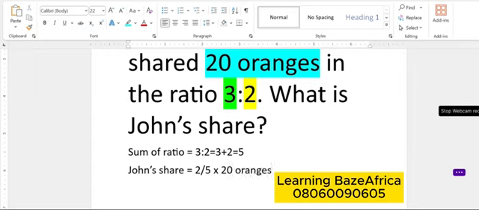So if you reduce this fraction to the lowest term, 2/5 times 20, okay? 5 will cancel 5, you will have 1. 5 will cancel 20, you're going to have 4. So 4 times 2 will give us 8. So the answer is 8 oranges. So John's share is 8 oranges.